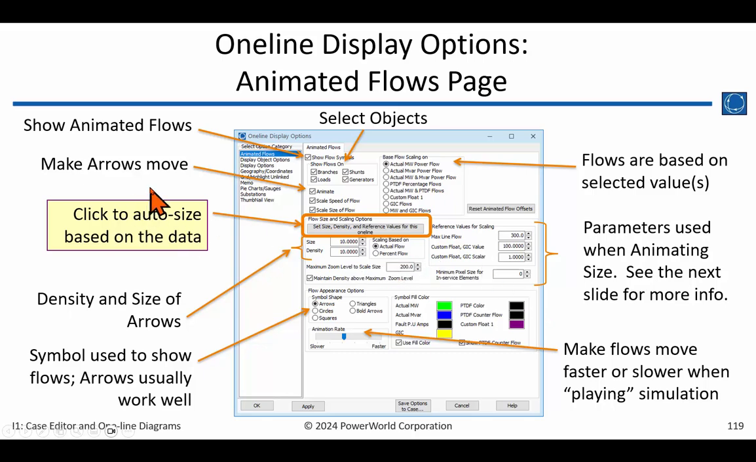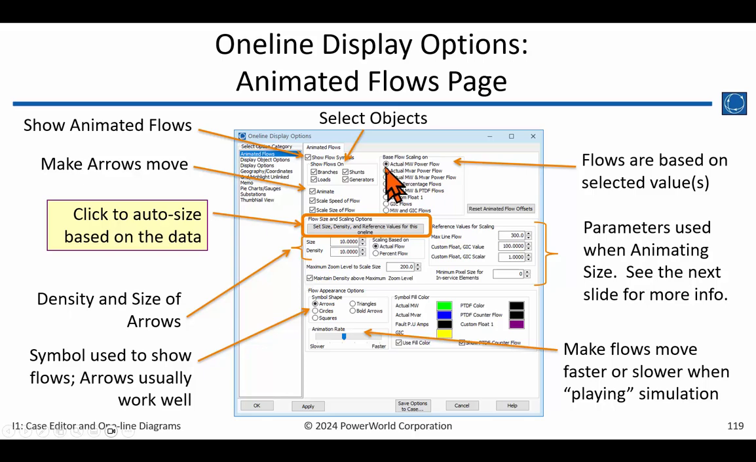And the next slide describes the category for animated flows. That's the one that's at the top on the left. And what I like to do with this typically, as far as sizing the way the arrows look, is starting with this button that just says set the size, density, and reference values for this one line. It's basically just going to come up with kind of a guess of what looks good based on the data that's in the case and what you can see on the one line.